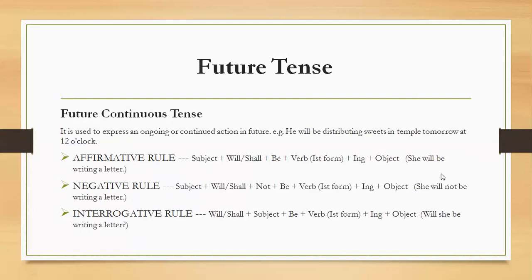Here we have more examples. She will be writing a letter. She will not be writing a letter. Will she be writing a letter? When we speak about continuous tense, whether it is past, present or future, we note that the verb will always be in the ing form.